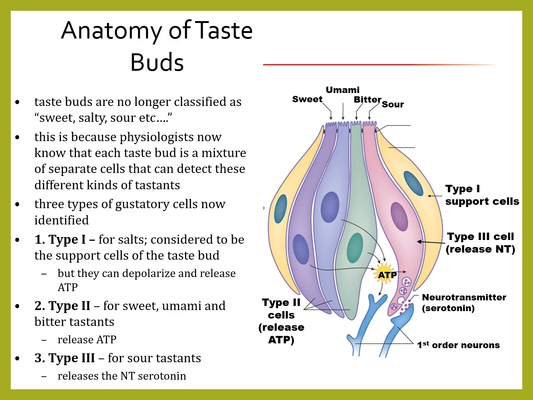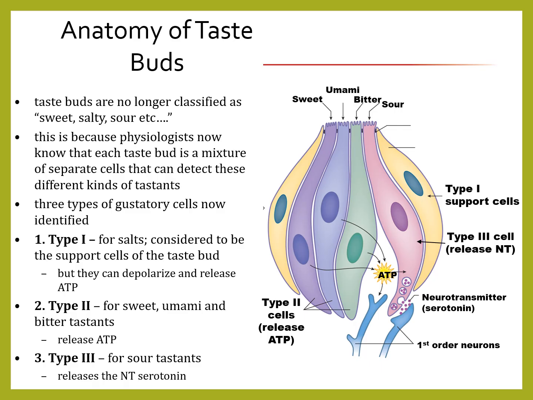But research has shown that these type 1 support cells can also detect low levels of salt, specifically low levels of sodium. And in doing so, they can bind sodium, they can depolarize and generate a graded potential, and they can release ATP, which functions as a neurotransmitter, binding the downstream neuron that makes up the taste pathway.